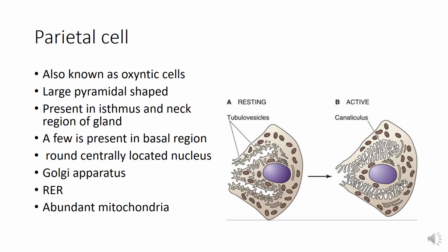Now here you can see they are pyramidal shaped cells, and each parietal cell contains a centrally located rounded nucleus, a large Golgi apparatus. You can see here this is the Golgi apparatus, and some profiles of rough endoplasmic reticulum and a great number of mitochondria. So these are the mitochondria. Due to presence of abundant mitochondria, the cytoplasm appears intensely eosinophilic in stained sections examined under light microscope.